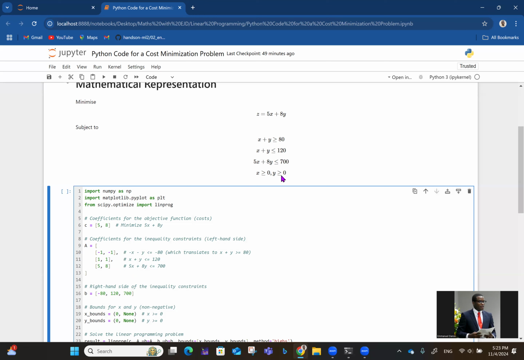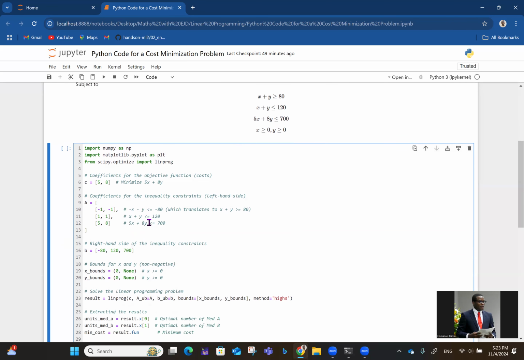Then these other ones are less than or equal to inequalities, so you just use them directly. So this is 1, 1, and then 5, 8. Then the next place is where you put the right hand side. Don't forget you've multiplied the first one by minus 1, so it's now minus 80, 120, 700 in line 16. Then of course you talk about the bounds. The bounds are the non-negativity, so it can be zero or any positive value for that matter.